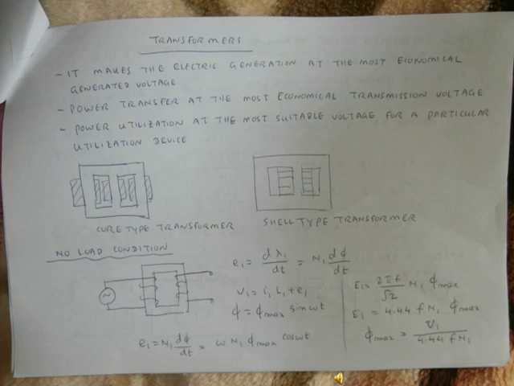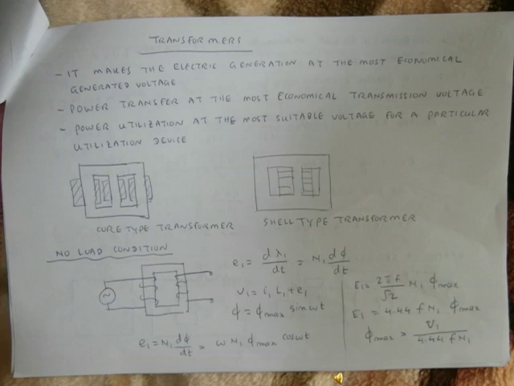So therefore, we have to utilize the transformer. The transformer is utilized to upgrade the voltage to achieve the most economic value. The power transformer at the most economic transmission voltage means the power transformer at high voltage and low current is the most economic. So the transformer increases the voltage so that high voltage and low current can be achieved.